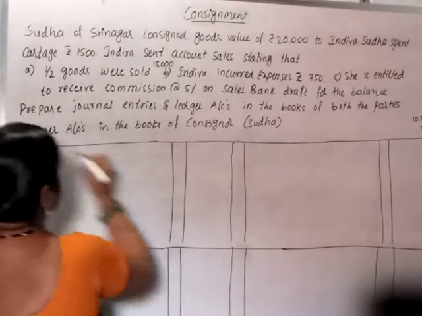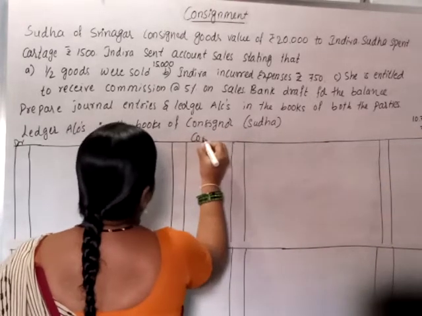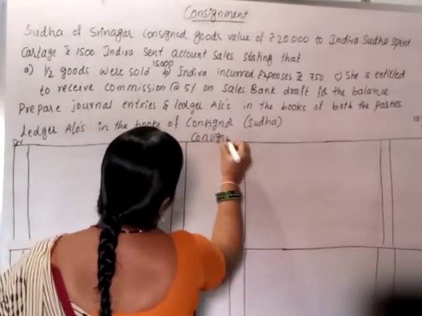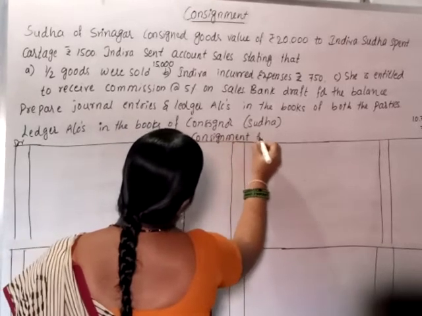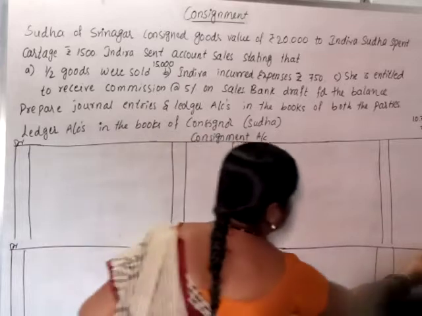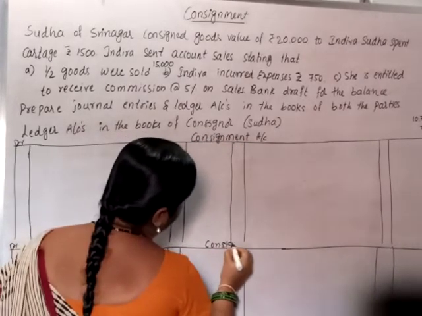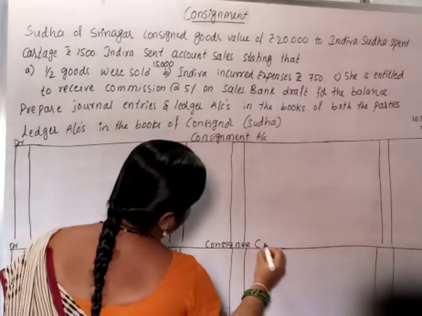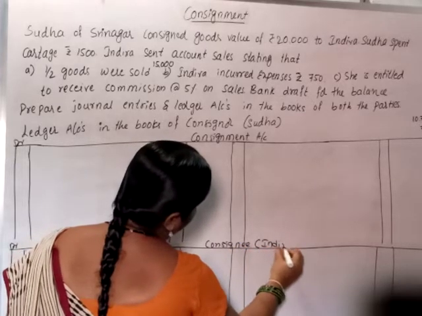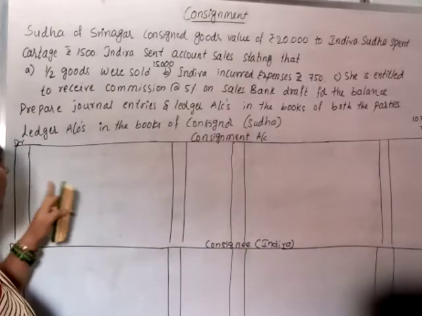So write down this is a debit side and credit side. Consignment account. First account. So second account is a consignee account. So right here consignee. So who is a consignee? Indira. Okay. Now come to the journal entries.